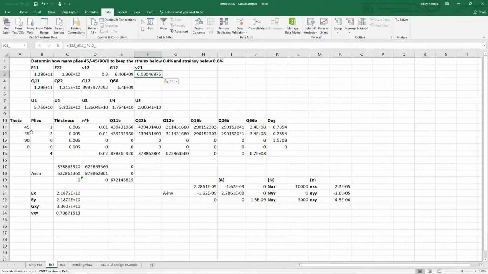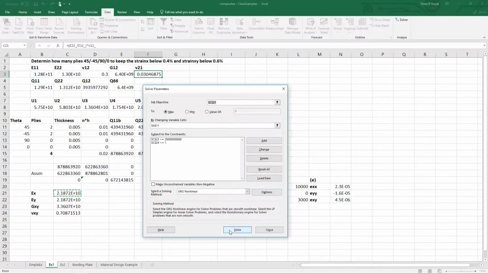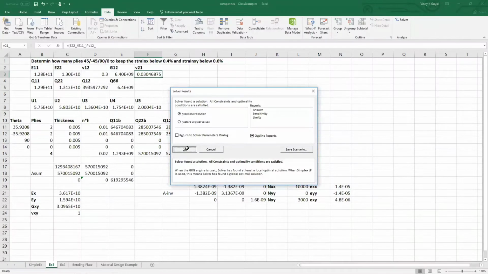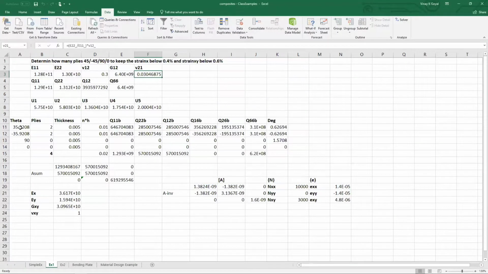And another thing I want to point out is, if you're going to vary ply angles, it's good to start at 45 degrees, because it's a good happy medium between 0 and 90, and then let the software decide how to get there. So we're going to do data solver and then hit solve again. And again, I apologize for that error. And hopefully we'll get to the solution. And yes, we got to the solution, plus minus 36 degrees.